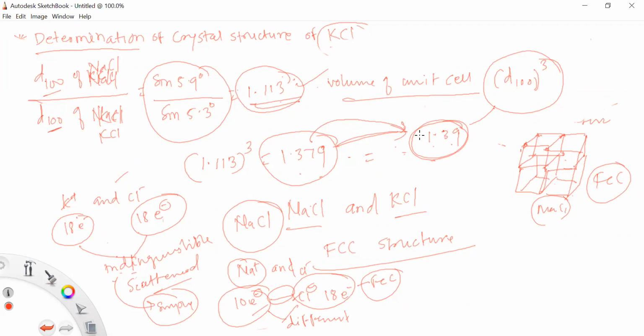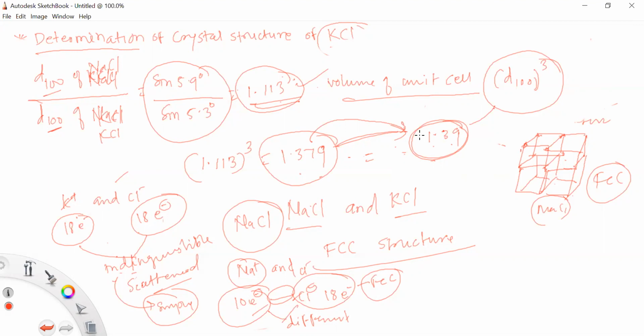The second reason for KCl showing a scattering pattern like simple cubic is that in KCl both K plus and Cl minus ions have the same 18 electrons in the outermost shell, so they scatter to the same extent and are indistinguishable. But the scattering pattern in NaCl crystals is different, because the Na ion has a 10 electron system and the Cl minus ion has an 18 electron system, and therefore the scattering pattern is different. So this is all about the determination of crystal structure.